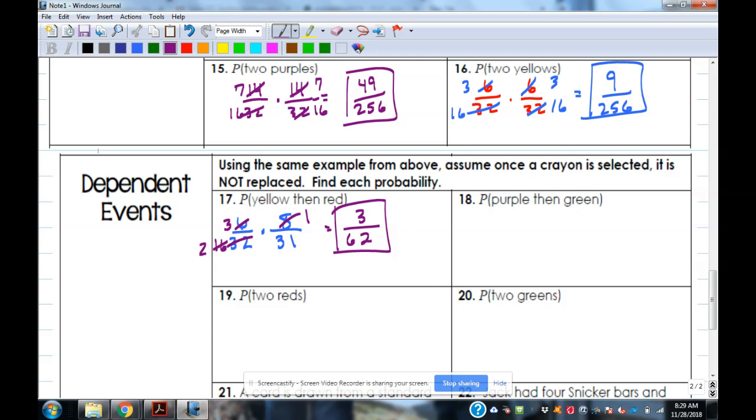All right, 18, purple, then green. Probability of purple: 14 out of 32. If we take that purple out, there are now how many crayons in the bag? 31. And how many green ones do we have to choose from? 4. And then simplify if you can. I'm going to use the 4 into 32, and then 2 into 14, and 2 into 8, and get 7 over 124 out of that.